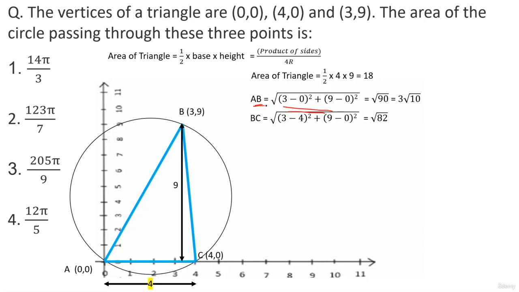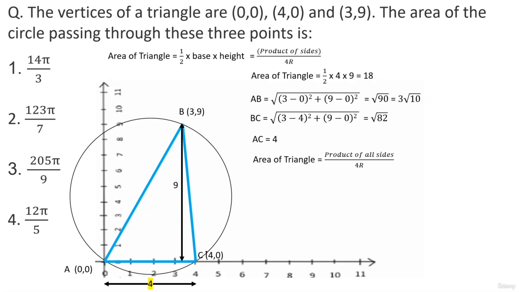In the same way, you need to find the length of BC now. The coordinates of B are (3,9) and of C are (4,0). So 3 minus 4 the whole square plus 9 minus 0 the whole square equals square root of 82. That is the length of BC. And AC, guys, is very simple. The y coordinate of both is 0, only the x coordinates are there, 0 and 4. The value of AC is 4.